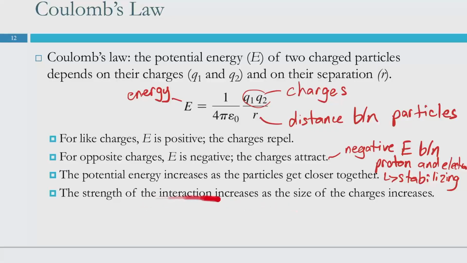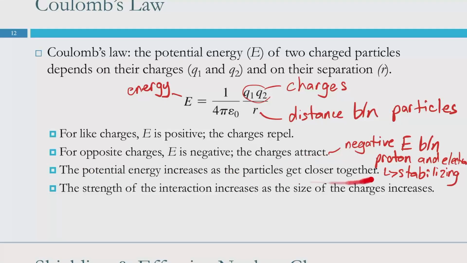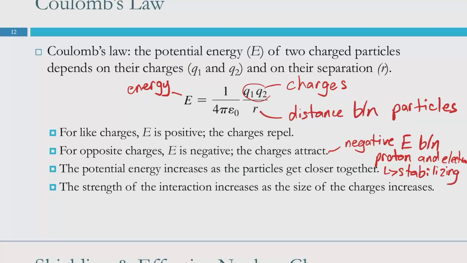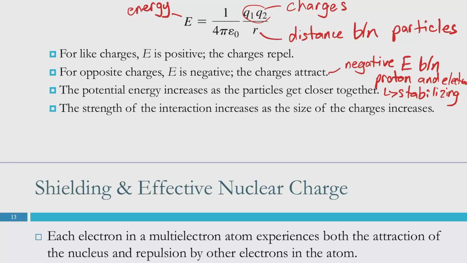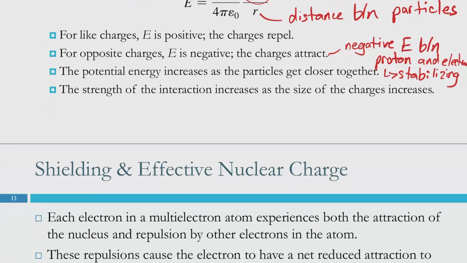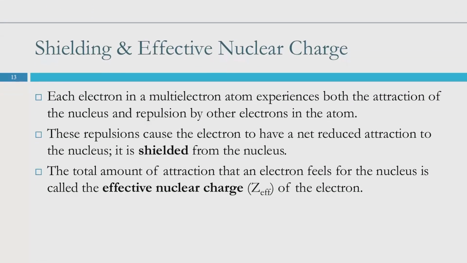The strength of the interaction is going to increase as the size of the charges increase. The potential energy will also increase as the particles get closer together. So this is like if you've got two magnets and you bring them closer together. When they're really far apart, there's basically no interaction. When you bring them closer together, suddenly they want to jump towards each other. That increases the closer you get until they're touching. So the energy, how strongly they're pulling each other, increases as they get closer together. We're going to use Coulomb's law to explain some of these phenomena with electron configuration energy levels.